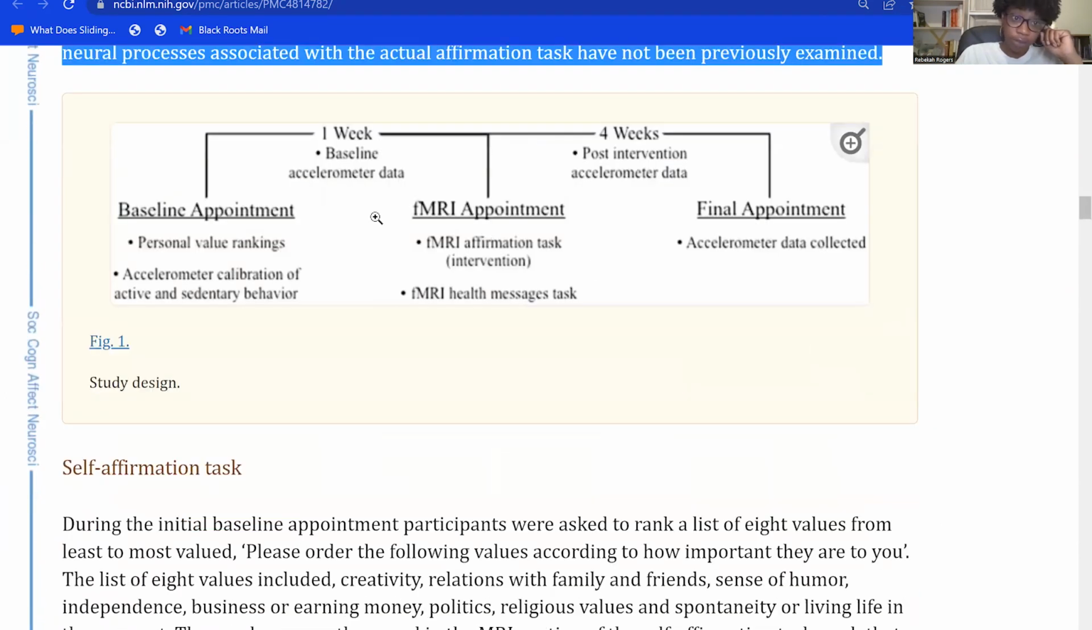So, okay, looking at this figure, baseline appointment. People are going to rank their things. They're going to get the accelerometer figured out, and they're also going to get the baseline accelerometer after a week. The week is just going to give whatever is their normal accelerometer. No changes have occurred, just how they would normally be moving. And then after that week, they're going to get their actual fMRI, the task. So they're going to get the affirmations, whether they're going to be the control group, not get the affirmations, or in the experimental group, get the affirmations.